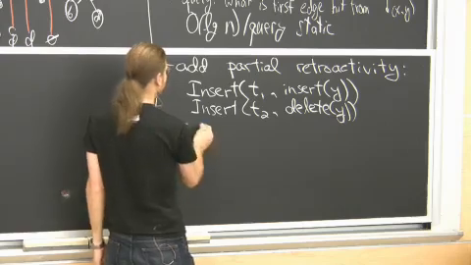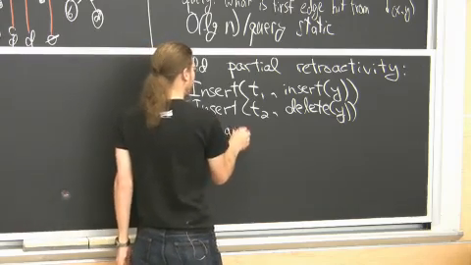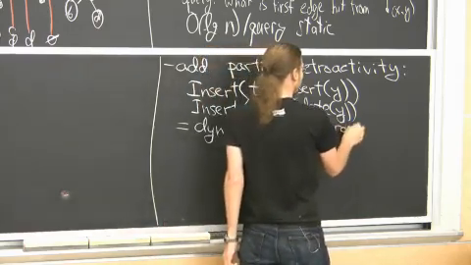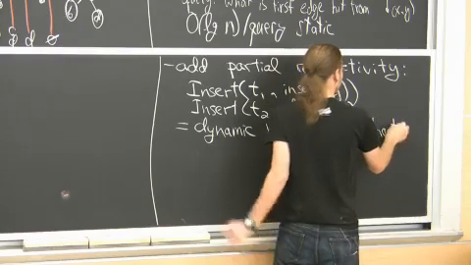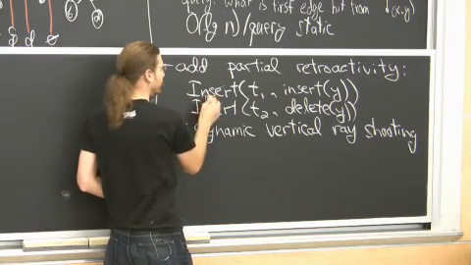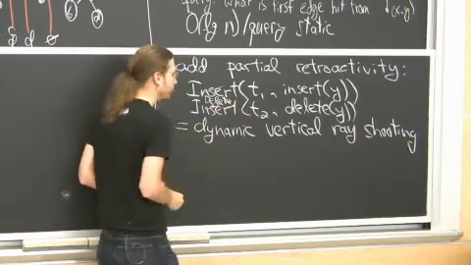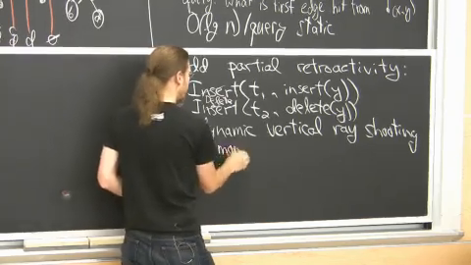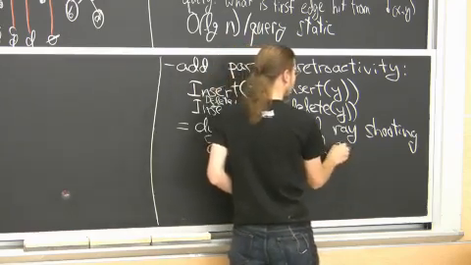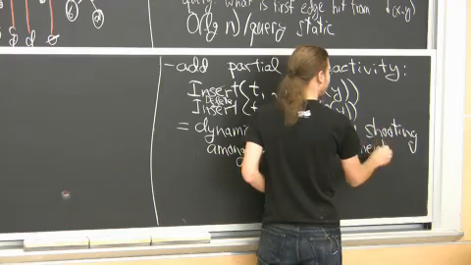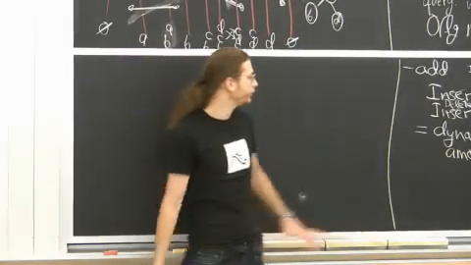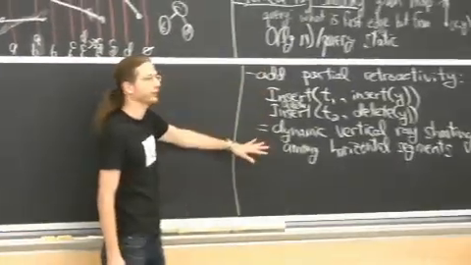This is equal to dynamic vertical ray shooting. Or I guess this insertion corresponds to the insertion of a segment. If you instead delete here, then you're deleting one of the segments. This is among horizontal segments. So if your map is made of horizontal and vertical segments, so it's an orthogonal map, then you can solve the dynamic problem using a partially retroactive successor.